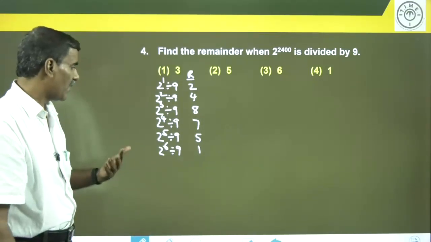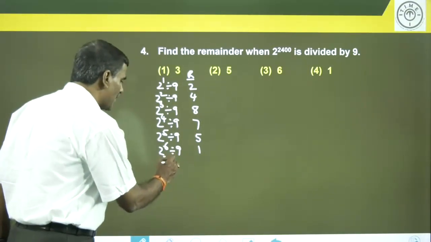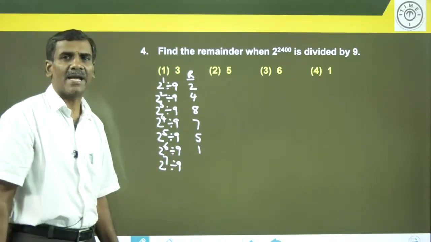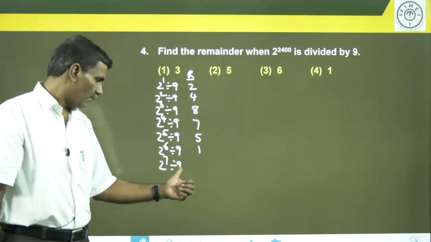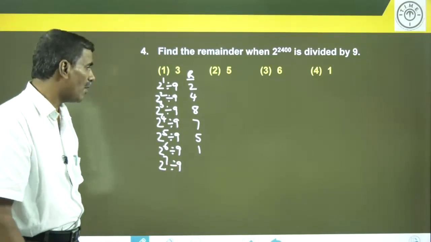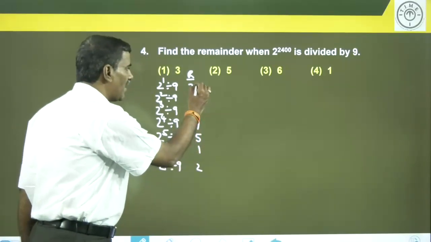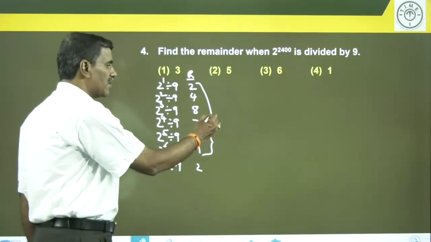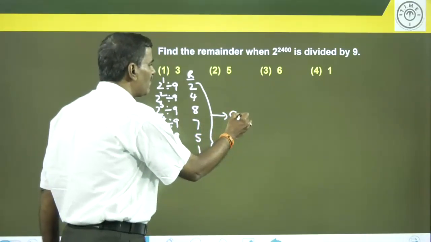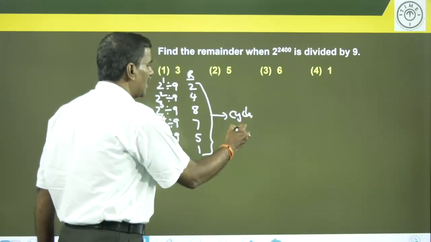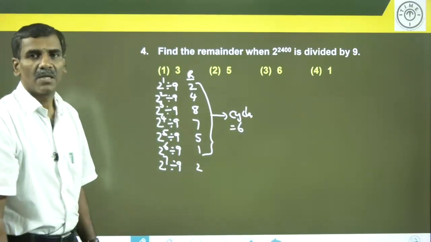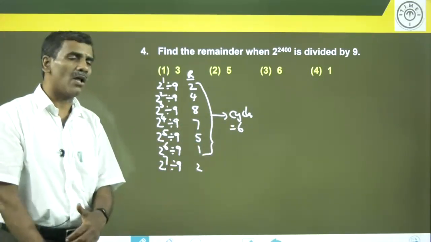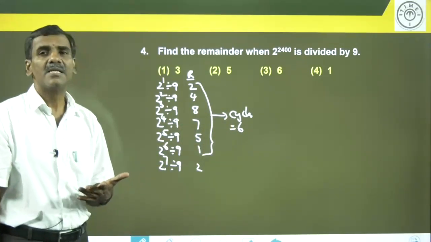Just for our understanding, we look at whether the repetition is taking place in the immediate next step or not. 2 power 7 is 128. 9 14s is 126. So the remainder will be 2. Is it the same as the first one that we have there or not? So what we understand is that the repetition is taking place after 6 powers. This repetition which takes place after 6 powers, we consider as a cycle. The remainders have a cycle of 6. That means they repeat after every 6 powers.